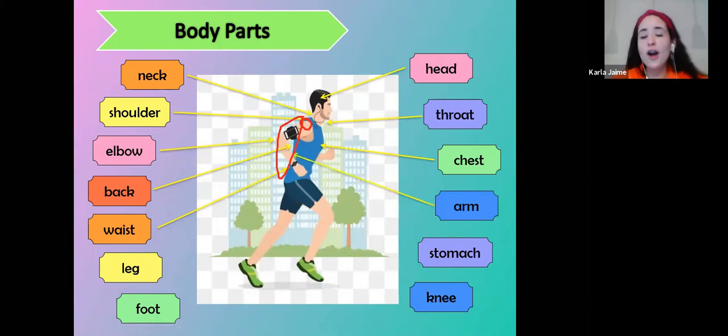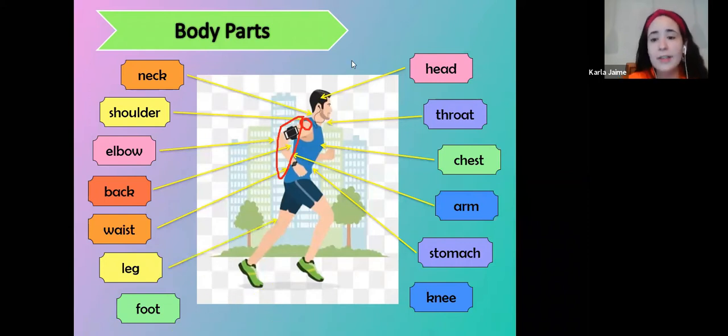Then you have your arm. This whole body part is your arm, okay? Where is it? Over here. So all of this is your arm, tu brazo. Then you have your stomach, okay? Your stomach is right here. When you eat a lot of junk food or when you eat a lot of ice cream, then your stomach can hurt, okay?